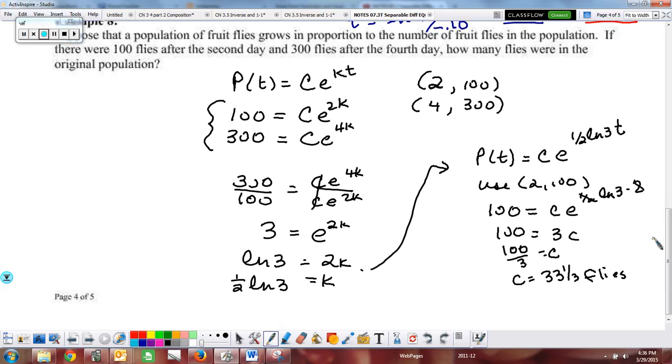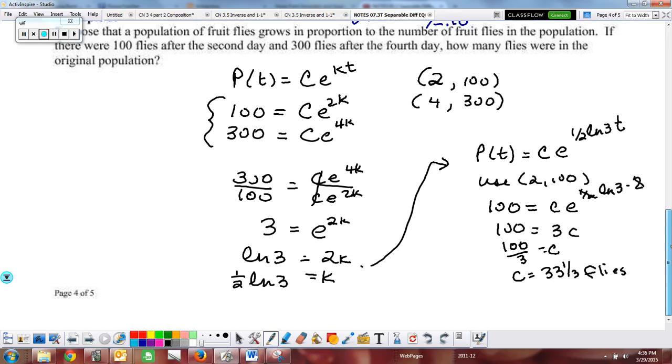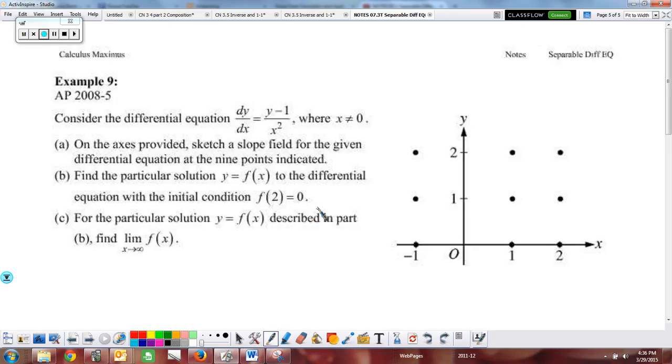This is more of a fake problem than one you'd probably see on the exam. It'll probably say to the nearest fly, how many flies were in the original population, of which you'd say there were 33 flies in that one. All right, so let's take a look at our last problem.